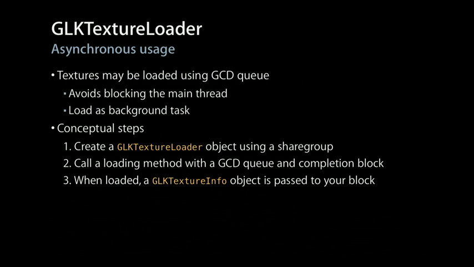Now, that was how to load a texture synchronously, but you can also load them asynchronously using a GCD queue. And this lets you start loading textures in the background and then get a callback when they're done. So conceptually, it's very similar. We'll create a GLK texture loader object and initialize it with the shared context. Then we set up our options and call its loading method, along with a GCD queue and a completion handler. Then once the texture is ready, the completion handler will be called, and we're passed a GLK texture info object that's all ready to go.